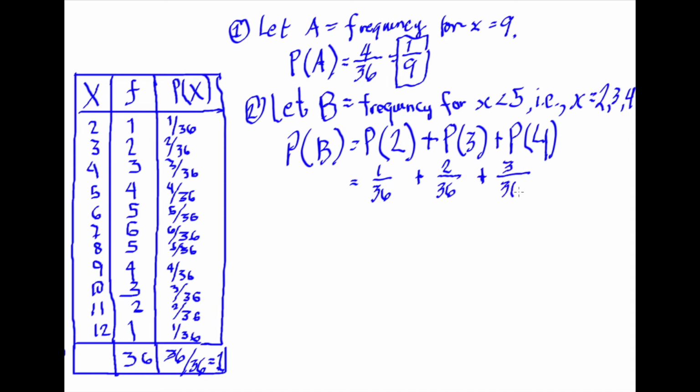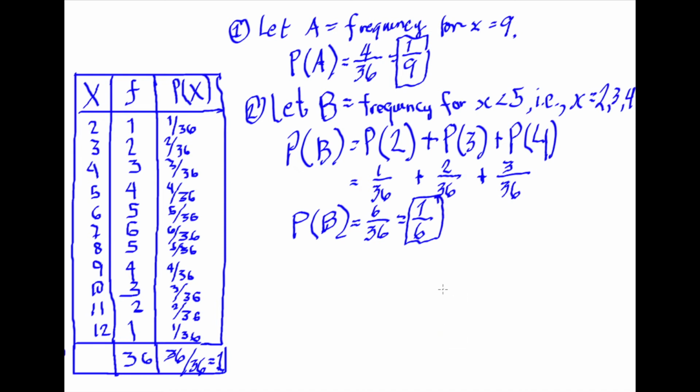This is the virtue of why we do not simplify yet, because addition will be quite easy if the values are not yet simplified. Imagine if they are simplified, we still need to get the LCD and then combine them. So 1 plus 2 plus 3 is going to give us 6. The answer is 6 over 36. We can just simplify that and divide it by 6. 6 divided by 6 is 1, 36 divided by 6 is going to give us 6. So this is the probability of B, the sum which is less than 5. The answer here is 1 over 6.